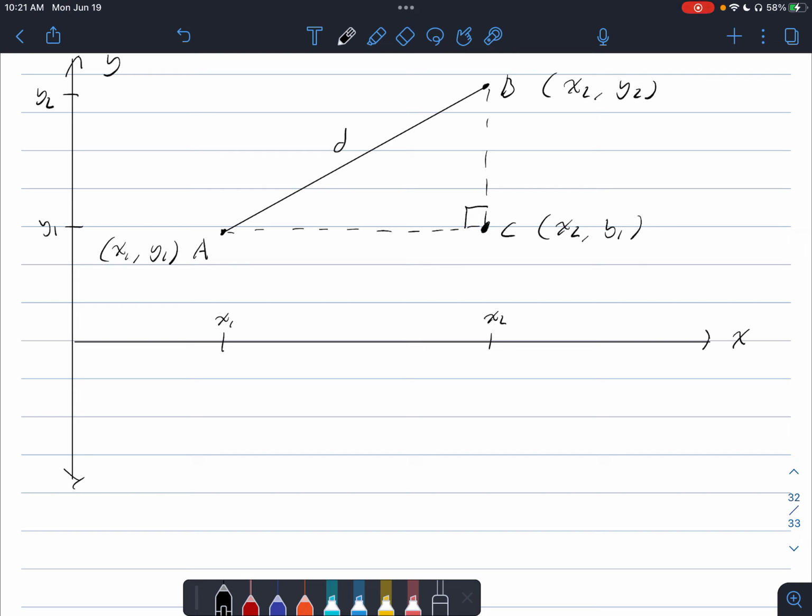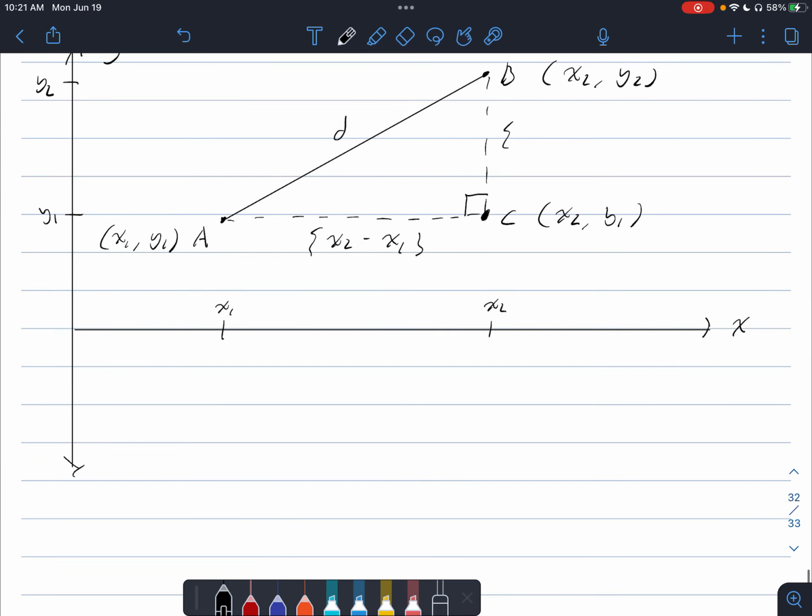Now, to find the distance between our point A and C, we can subtract x1 from x2. So our distance here is x2 minus x1. That's how far apart A and C are here, at least in the x direction. Okay? And if we want to find the distance between B and C, we can have y2 minus y1. Okay?